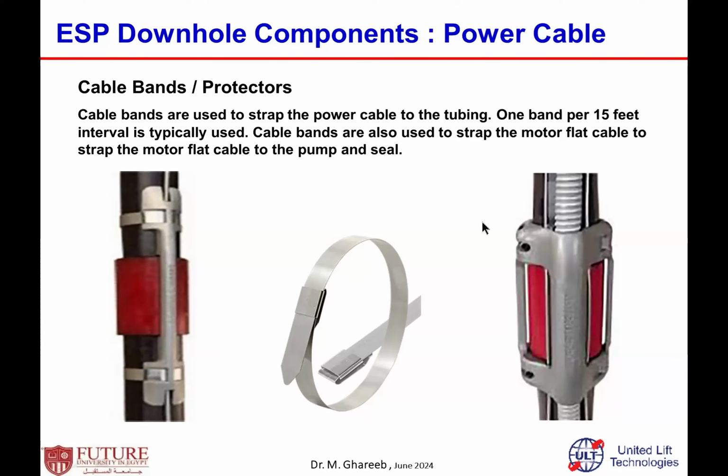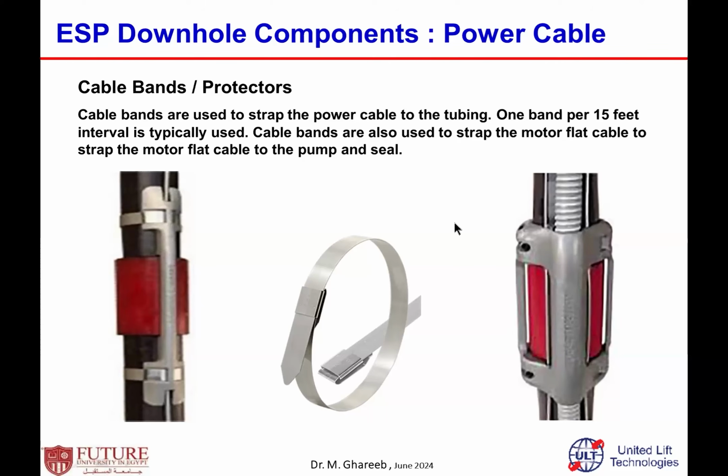Cable bands can also be used to strip the motor flat cable downhole. The main important function of this one is to fix the cables, or just to support the cables with the tubing itself, as a coupling. If there is a deviation, there is a special band used, like the one on the right and the one on the left and so on. This is the main part of the cable band.